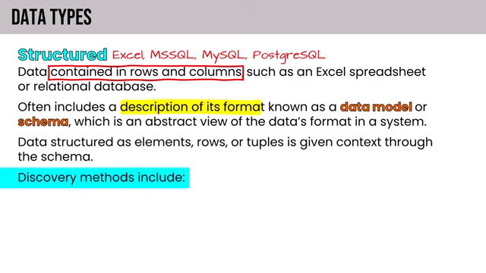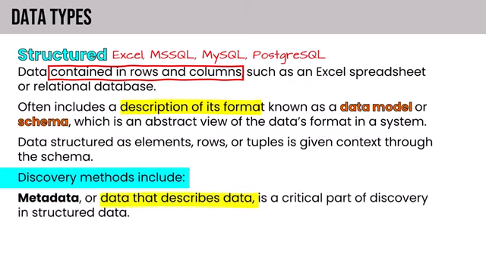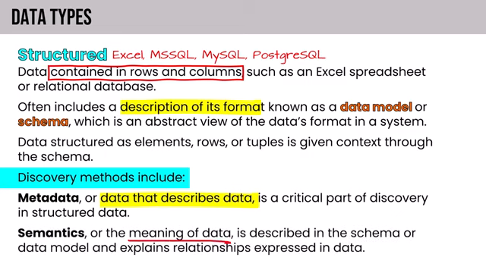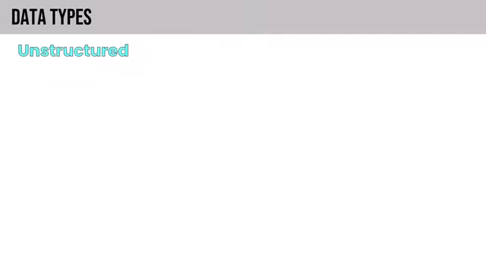So how do we discover sensitive data in a structured database? Well, metadata that describes the data is a critical part of discovery because it will give us some hint as to what the data represents. Semantics, or the meaning of the data, is described in the schema or the data model and explains relationships expressed in data. Next, we have unstructured data.